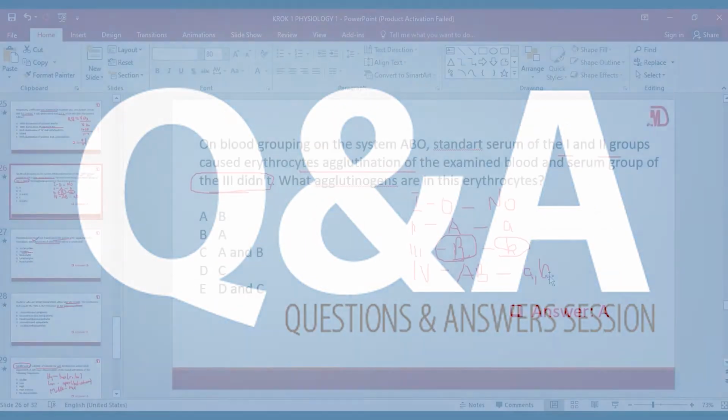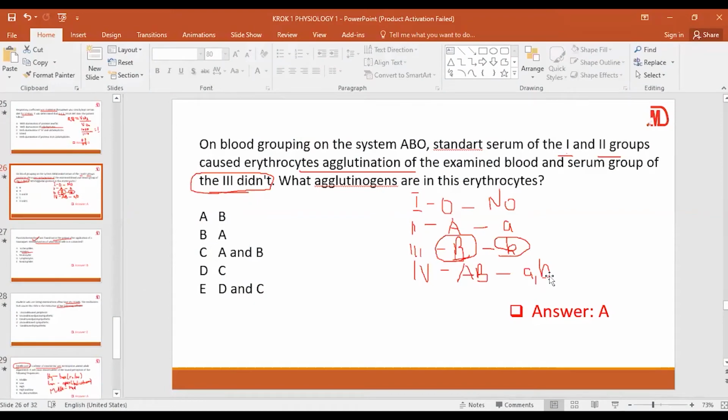They are very, very greedy people. So if you see anybody with blood group AB, just tell the person that you are greedy.